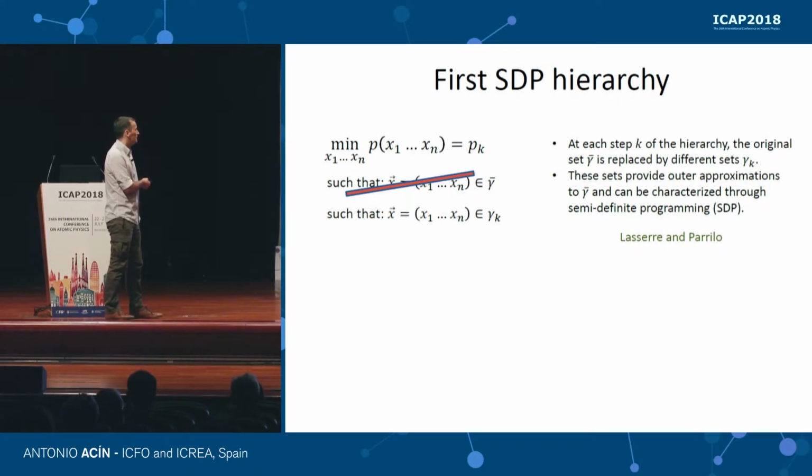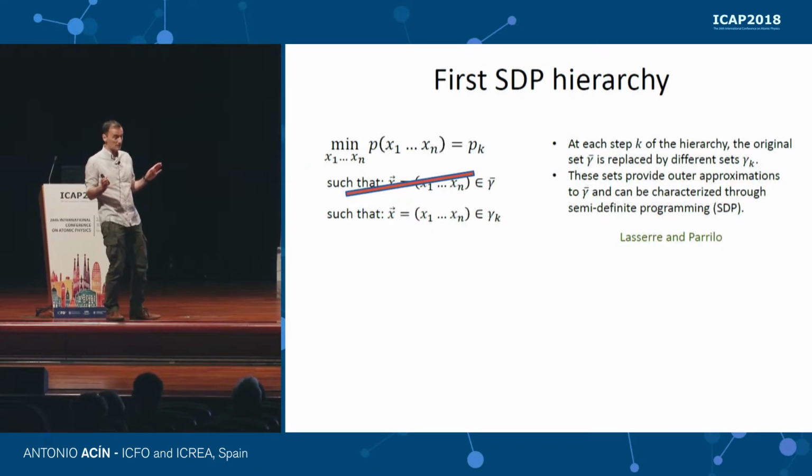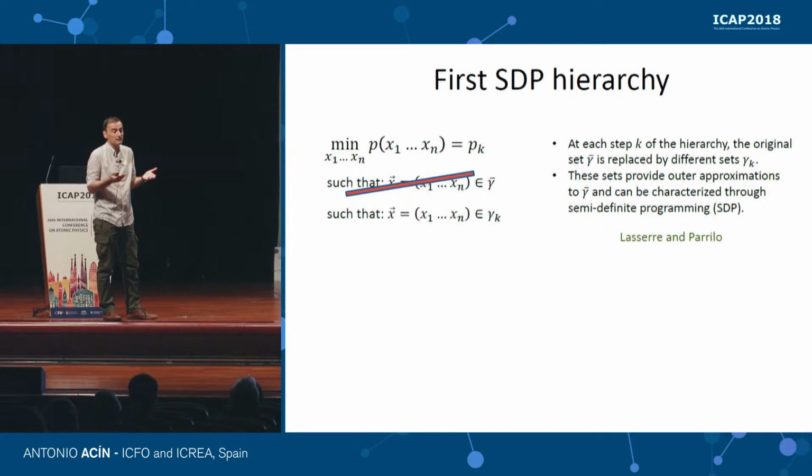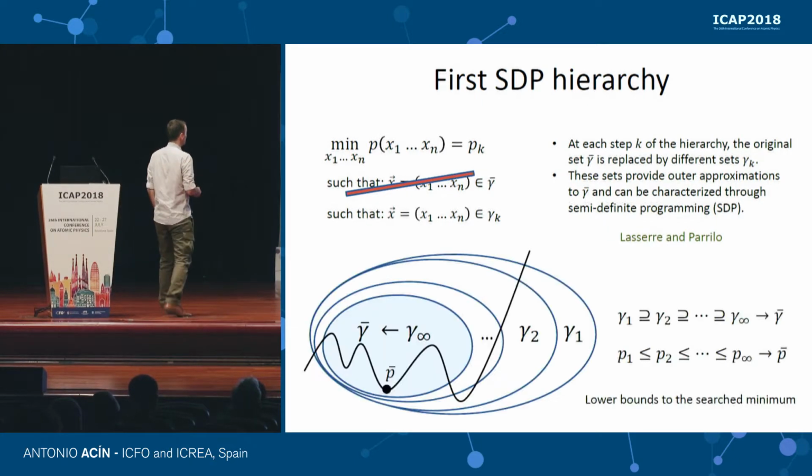If you don't know this, you can characterize these sets that replace the original set by something called semi-definite programming. This is something very efficient on a classical computer. You can download a package, and you can run semi-definite programming on your laptops. I'm not going to explain what semi-definite programming is, but it's just something that you can efficiently solve on your computer. So what's the intuition?